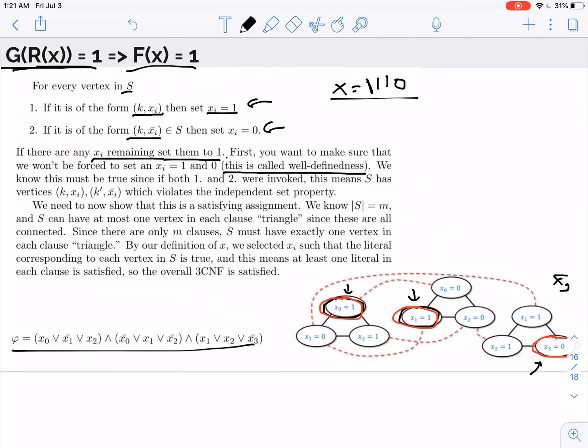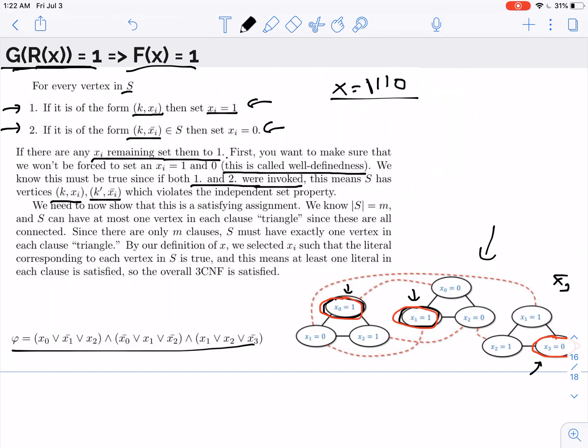So we know this can't be true because if somehow both 1 and 2 were both invoked for some xi, this would mean that the set S has to contain some vertex like k xi and some vertex k prime not xi, right? Because in order for 1 and 2 to be invoked, both of those vertices have to be in there. And that violates the independent set property, because remember when we constructed this graph here, we drew red edges between any nodes representing a literal and its negation. So that means that we can't have that. So this will be well defined. In other words, through this procedure, we won't have to set x to both 0 and 1 in some place. So great.